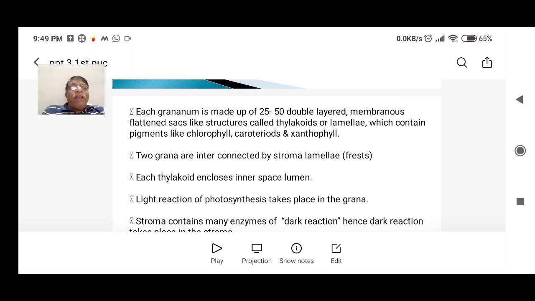These lamellae are very important because they contain pigments. Pigments like chlorophyll, green pigments, carotenoids, orange pigments, xanthophyll, yellow pigments. In angiosperms, we come across chlorophyll, carotenoids, xanthophyll pigments.